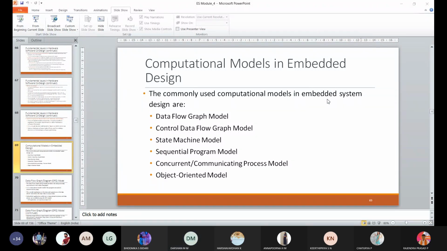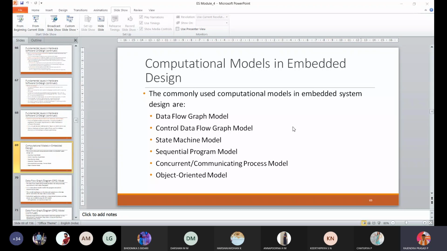Yes, sir. Tomorrow, this example one is there, right? Finite state machine. This state diagram you need to explain. Okay, sir. Example one, finite state machine.